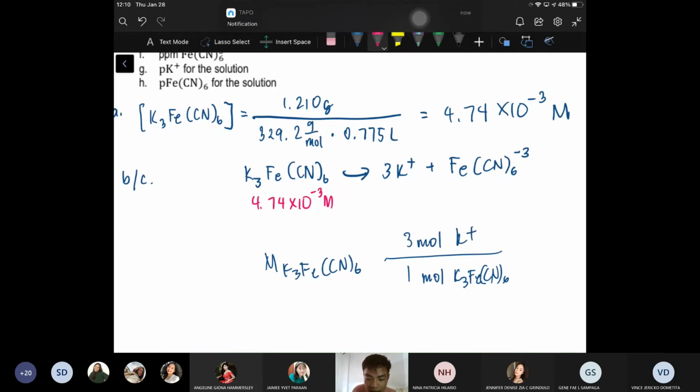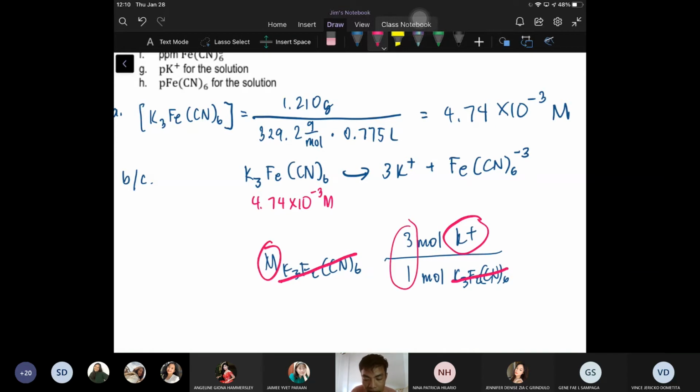So, basically, to convert the molarity of this substance to that substance, parang nag-i-stoic ka lang. So, ika-cancel mo yung K3, Fe, C, N, and 6. Ang matitira ay K plus. Okay. So, ibig sabihin yung multiplied the molarity by 3/1 or basically 3. No? So, gagawin mo na lang dito, ito times 3 mo na lang yung concentration niya. So, ganun lang. Ganyan yung mga shortcut dito.